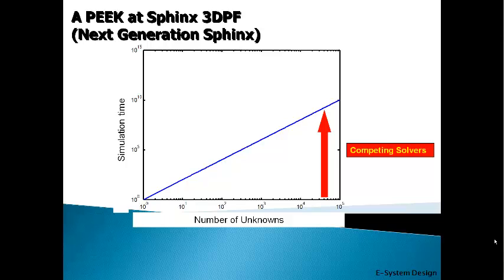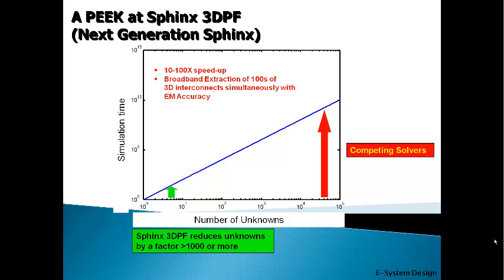So the way E-System is trying to attack this problem is by reducing the number of unknowns, and we do that by a very, very unique technique using a meshless solution. And by doing this, since the number of unknowns is reduced, we can now use acceleration methods to invert that matrix such that the simulation time can be reduced quite a bit as well.